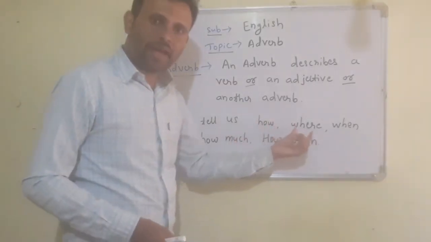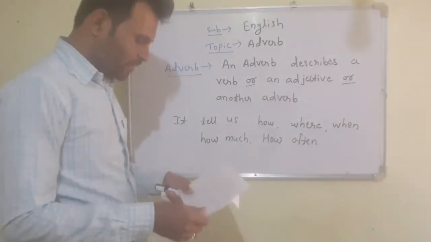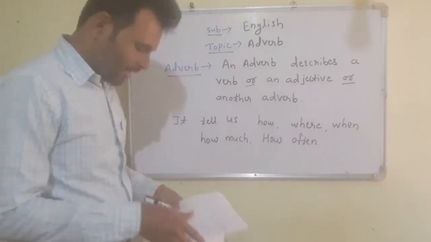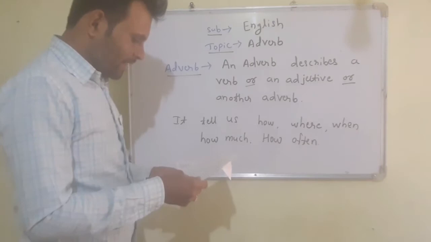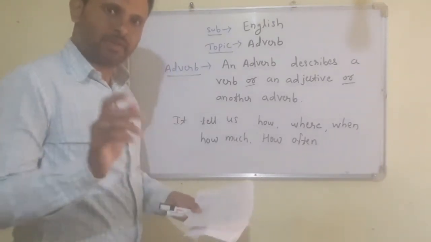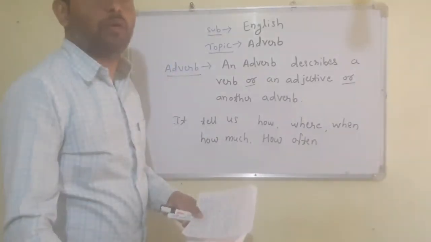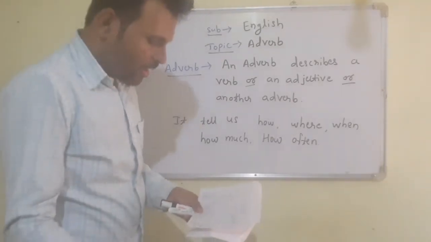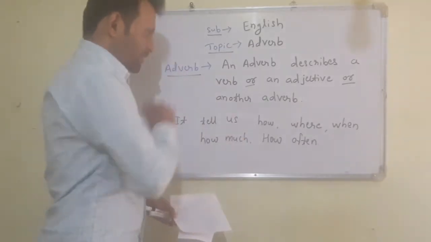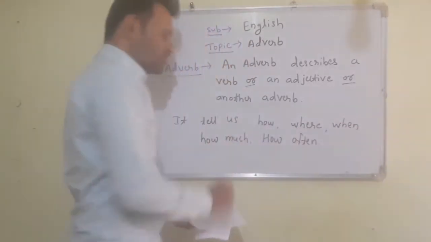How, where: where the work happens. Where it happens, maybe outside, inside. Then when: the work happened in the far away days, or the work is going on every day, or always, or on ready. That's why it tells us how, where, and how much.